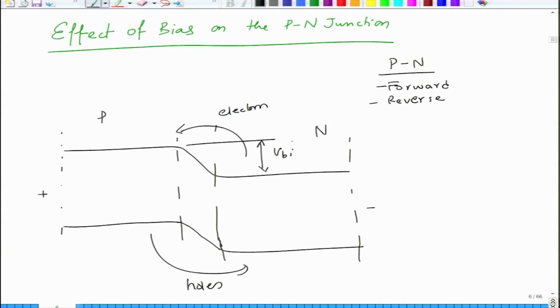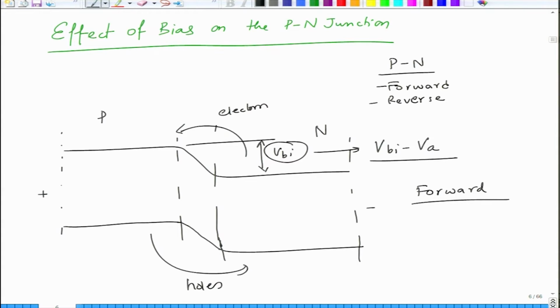What essentially it means is that the energy barrier on this side is lowered. So when you apply a positive bias, the energy barrier gets modified to VBI minus VA. This is forward bias, and you will have large junction current. The electrons hopping from this side, holes going from this side, there is large current that flows across the junction. As a result, you have large current.